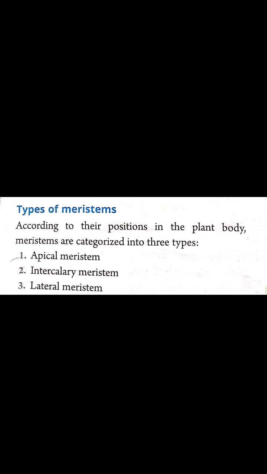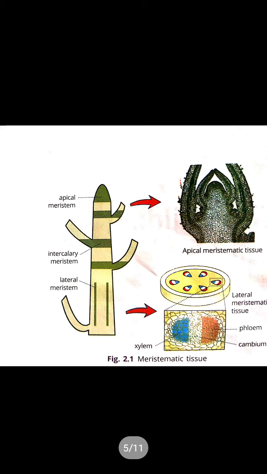According to the position, the meristematic tissue is divided into three basic types, known as apical meristematic tissue, intercalary meristematic tissue and lateral meristematic tissue. Let us take them one by one. This figure is also asked in the exam. Just imagine this figure.